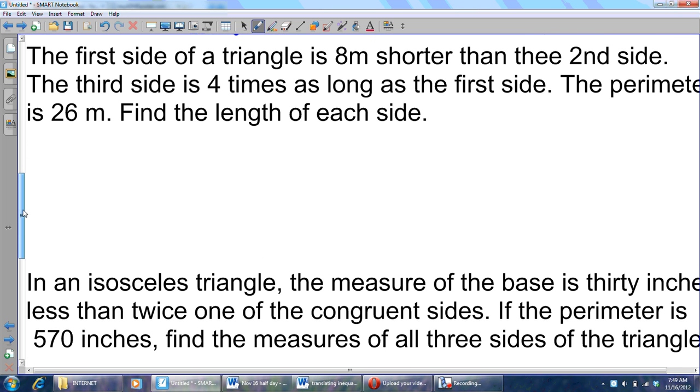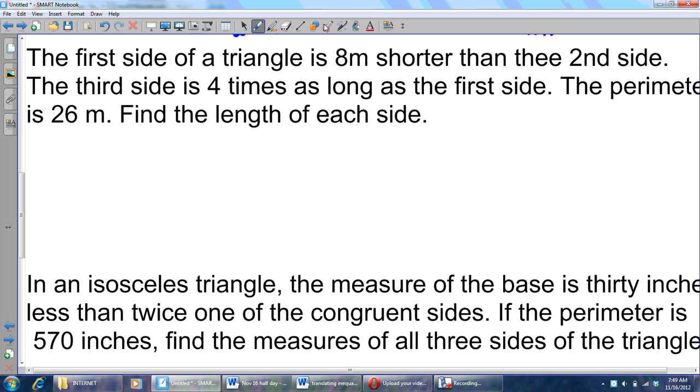All right. The first side of a triangle is 8 meters shorter than the second side. Now it looks like an isosceles triangle. Please don't assume that it is. I know that the third side is 4 times as long as the first side.